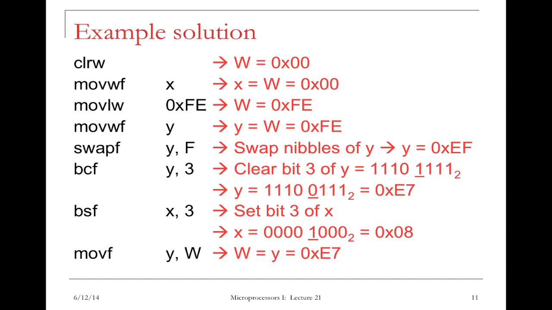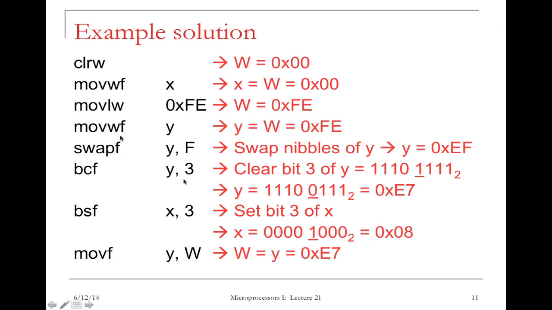Then we're going to swapf, and the operand is Y, F. So the source is Y. We do the swap: the upper 4 bits and lower 4 bits of Y are swapped. And because we have F here, the destination is the source. So we use Y to store the new result. This instruction will change the value of Y. So Y now has EF in hexadecimal.